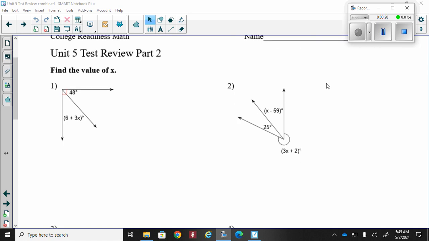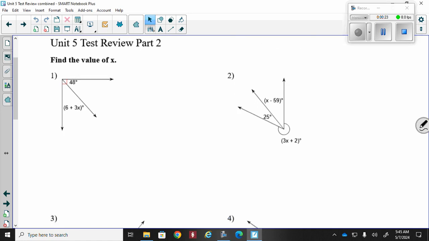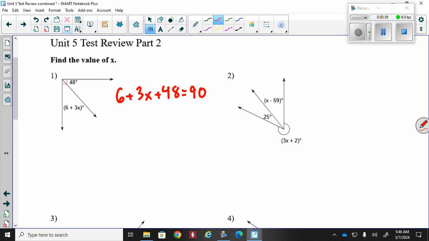All right, question number 1. What we have here is a situation where we're dealing with the right angle. The reason I know we're dealing with the right angle is because of that symbol right there. So that means all right angles equal 90 degrees. So the way that you would set this up is you would say 6 plus 3x plus 48 is equal to 90. Combine like terms and solve. The answer for this one ends up being 12 after you finish working everything.